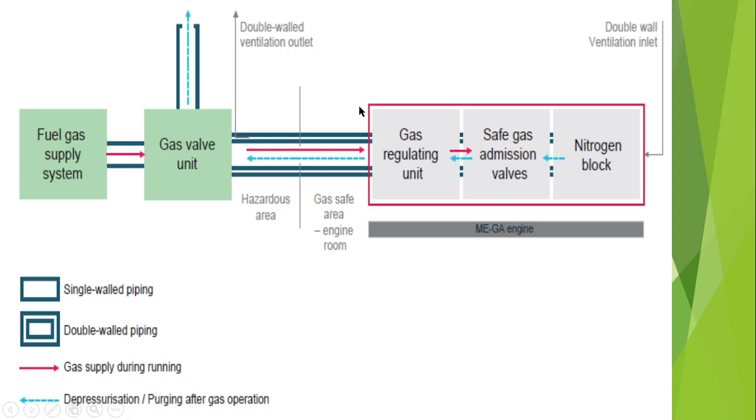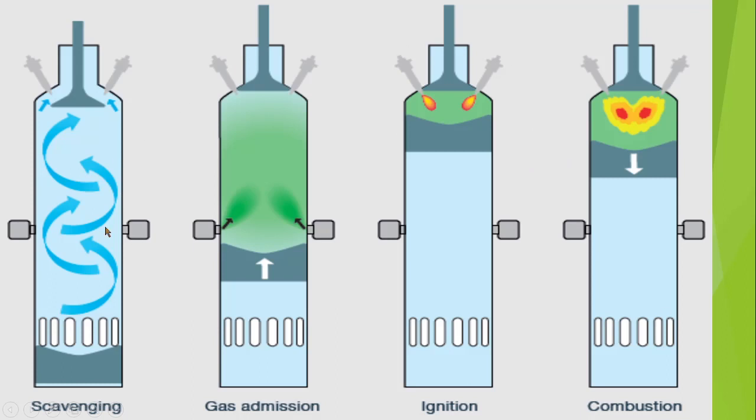Now this whole set of components is in the engine room area, and these two components are outside the engine room area. This was a block diagram. Now let's see the next thing. As you can see here, this is the scavenging, this is the gas admission, this is the ignition and this is the combustion.